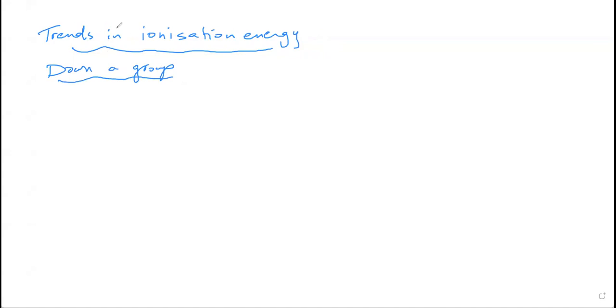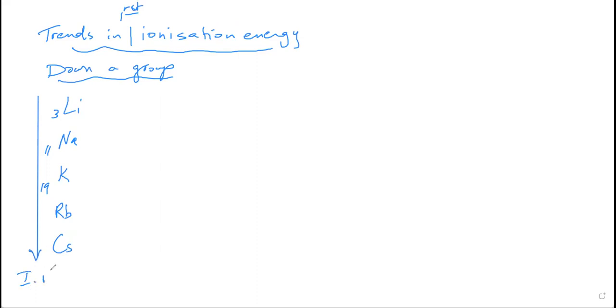This is the trend in the first ionization energy. So if we want to find out the trends in the first ionization energy down a group, we are going to choose group 1 as an example. Group 1 has lithium, sodium, potassium, rubidium, and cesium. We will see that the ionization energy decreases down a group.